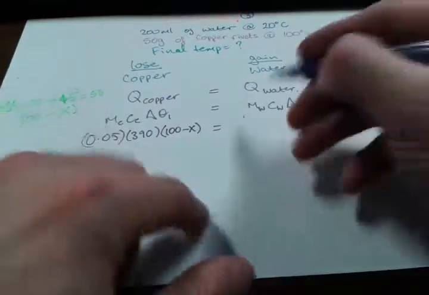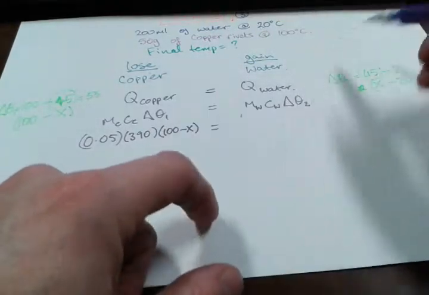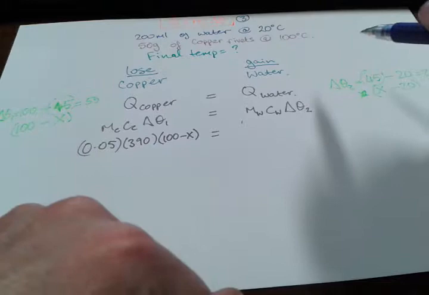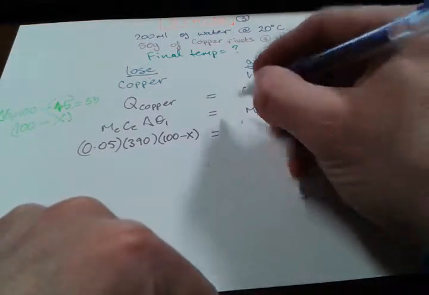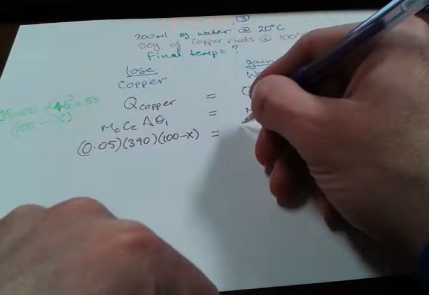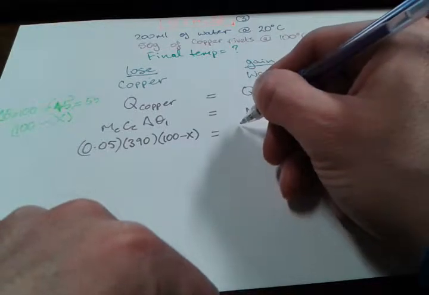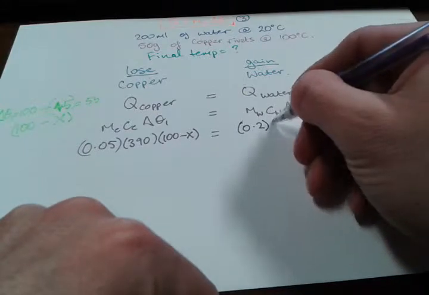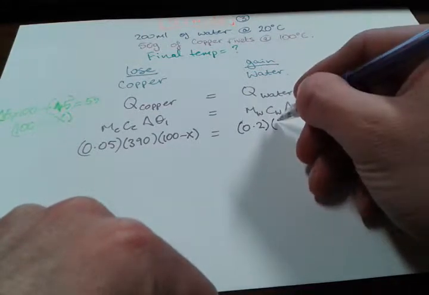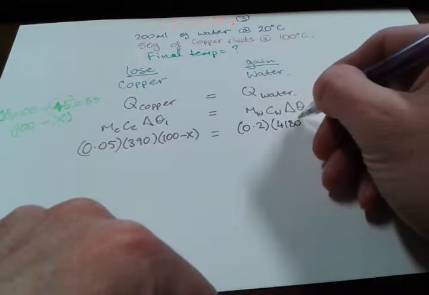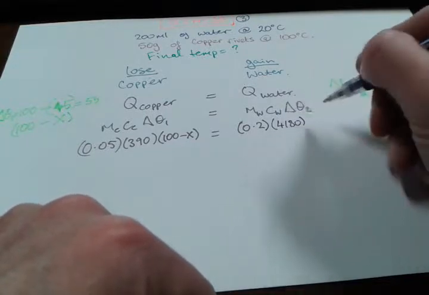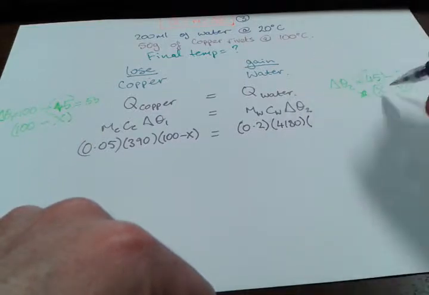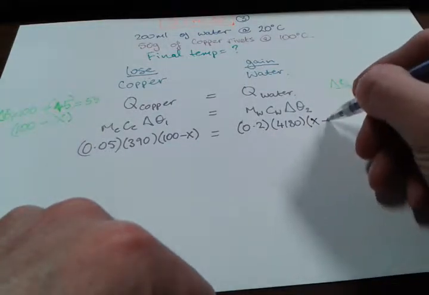On this side of the equation, the mass of the water is 200 mils of water, and we know that the density of water is 1 gram per milliliter, 1 gram per centimeter cubed. So if we have 200 mils, it means that we have 200 grams, and 200 grams in kilograms is 0.2. The specific heat capacity of water, again a known value, is 4180 joules per kilogram per Kelvin. Sometimes it's given as 4,200, but we'll stick with this value for now. And delta theta 2, we said, would be x minus 20.